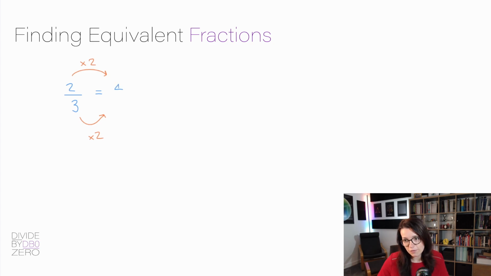2 times 2 is 4. 3 times 2 is 6. So 4 over 6 or 4/6 is the same as 2/3. You can do this for as long as you like. So we can multiply again, maybe the top and bottom by 3 this time. And that will give us another equivalent fraction. 4 times 3 is 12. 6 times 3 is 18. So 12 over 18 or 12/18 is another equivalent fraction to 2/3.